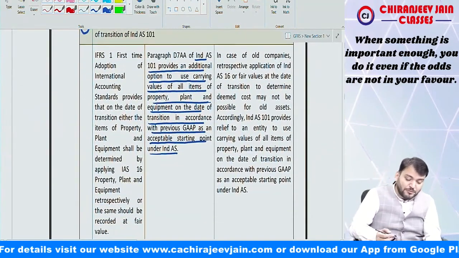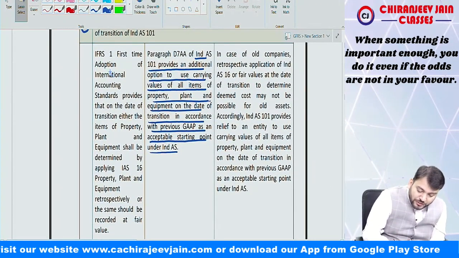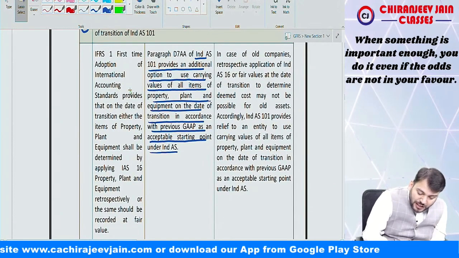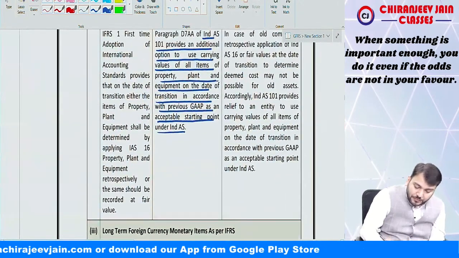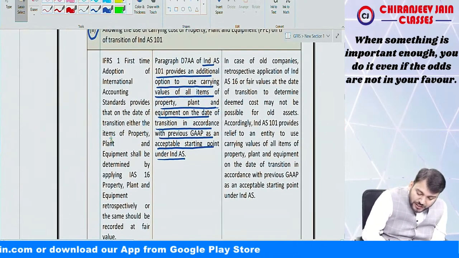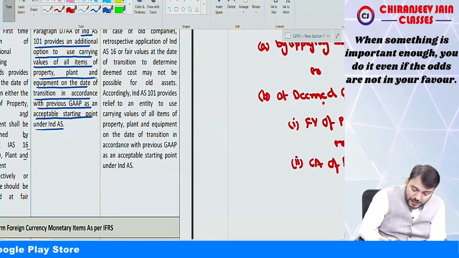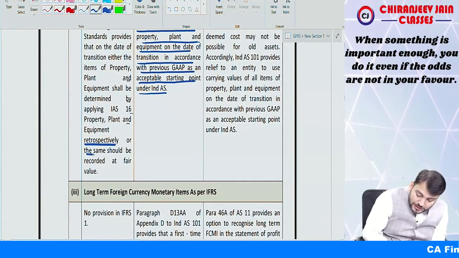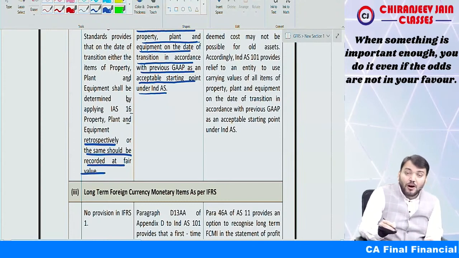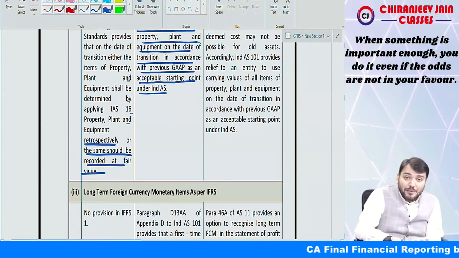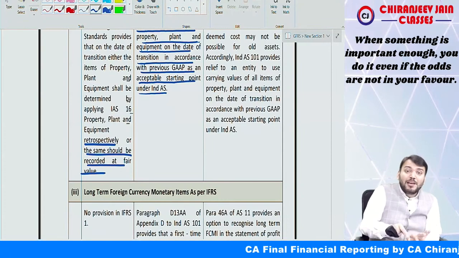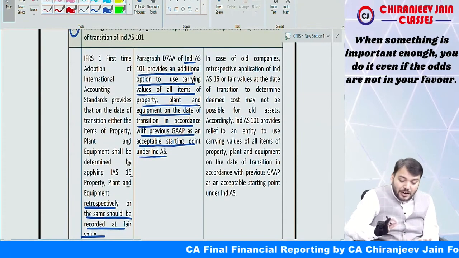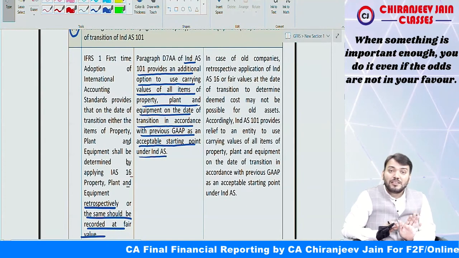But under IFRS 1, first-time adoption of international accounting standards, it provides that on the date of transition either the item of PP shall be determined by applying IAS 16 retrospectively, or the same should be recorded at fair value on the date of transition. Means they have not given the option of carrying amount of PP as per previous GAAP, that is not given. This is one carve out.